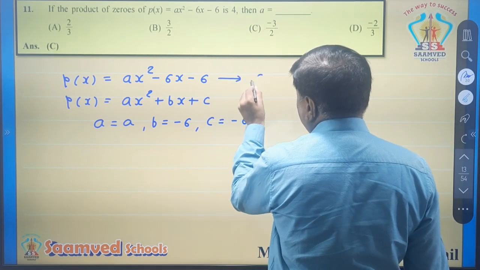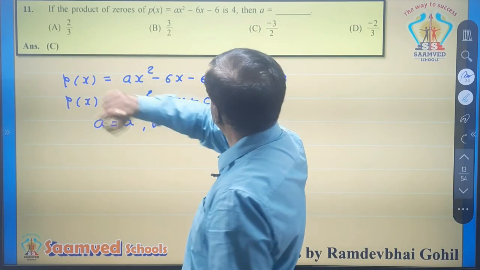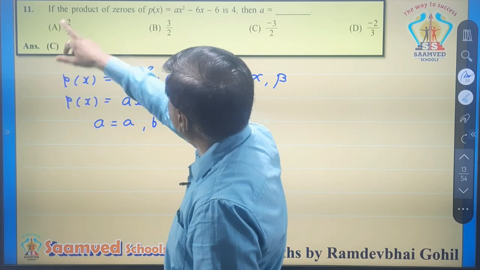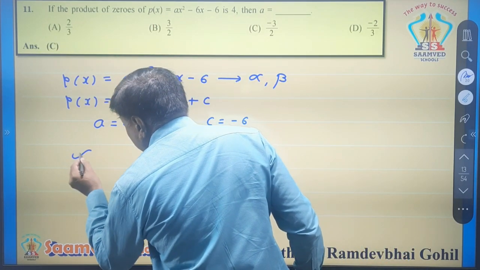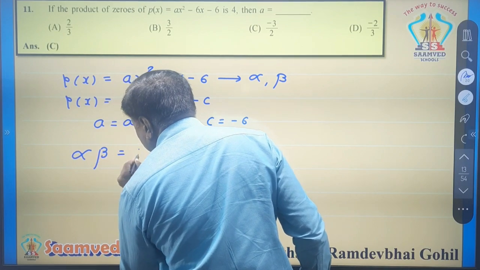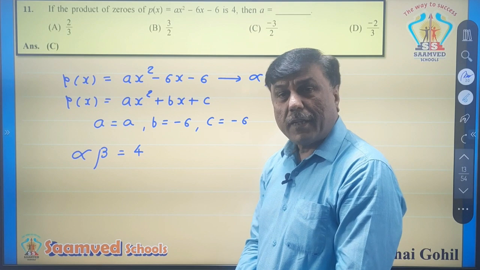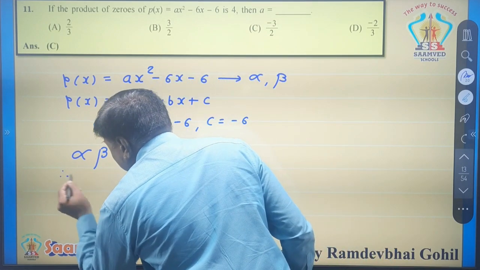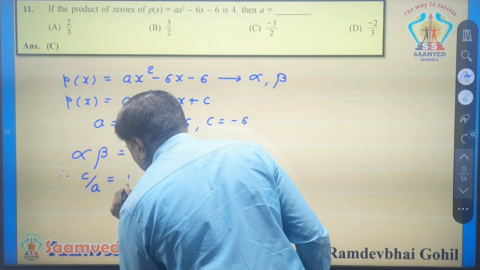Suppose zeros are alpha and beta. You are given that the product of zeros of this is 4. So, you are given alpha into beta is equal to 4. Product is given. And now, we have a formula alpha into beta is equal to c upon a is equal to 4.